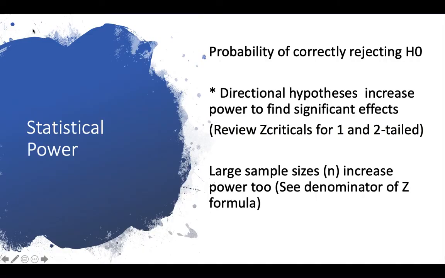Large sample sizes also increase our power. So let's think about the z-score formula or the z-test formula. It involves using the standard error of the mean. And when we calculate our standard error of the mean, we incorporate our sample size. If you work through the math, you'll find that a larger sample size increases our statistical power.